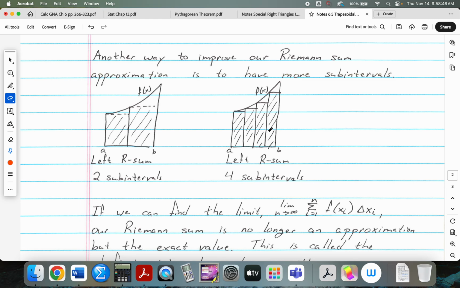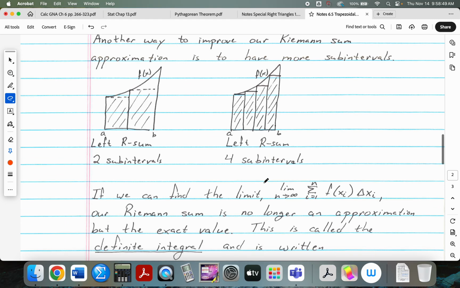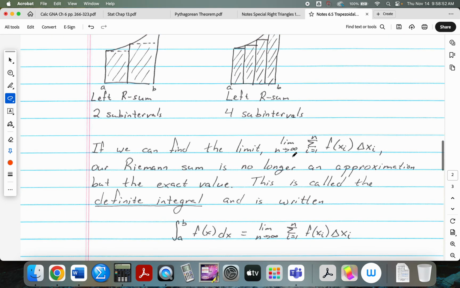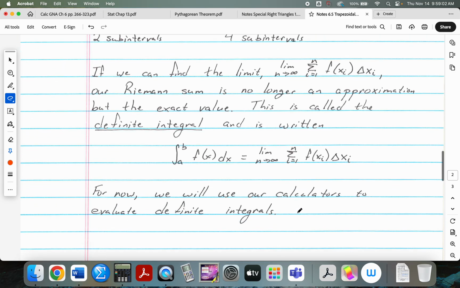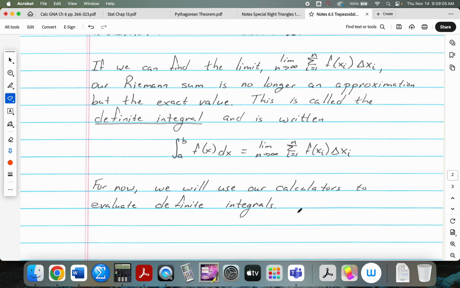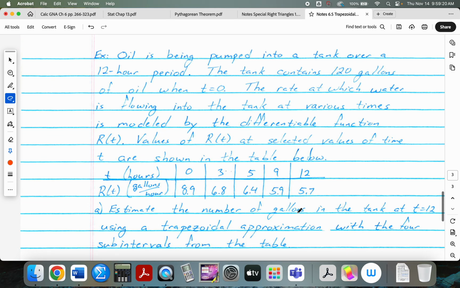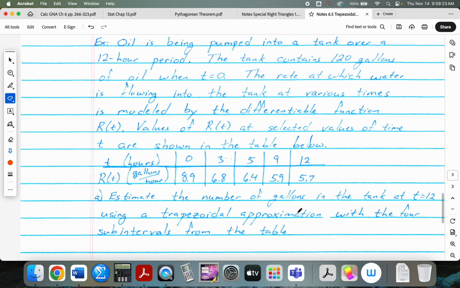All right, so if we can find this limit, as n goes to infinity, of our Riemann sum, it's no longer an approximation, but it is the definite integral. Okay? Now, I don't remember if I've taught you guys this yet, and I apologize because I've added some into this unit. Have we talked about how to use a calculator to find a definite integral? Yes, okay. Then we will go on.